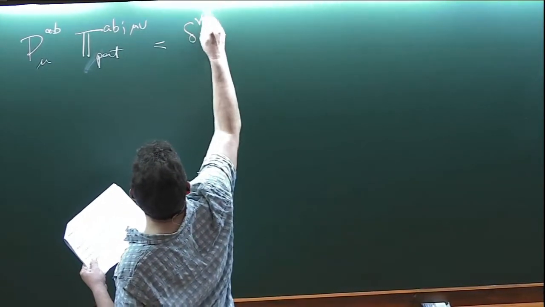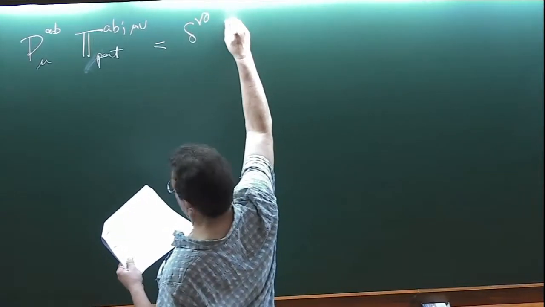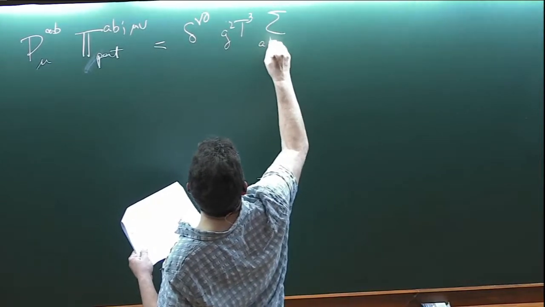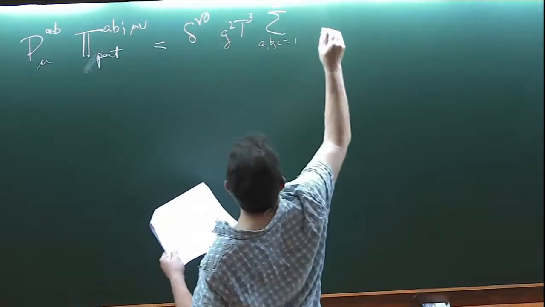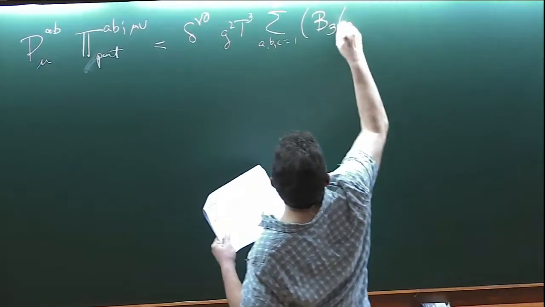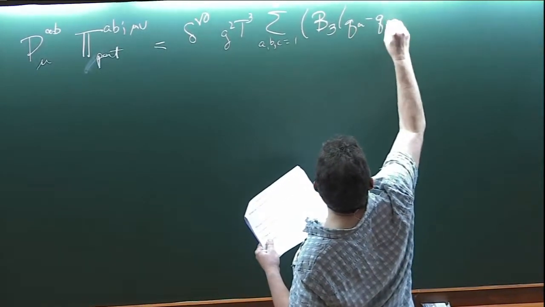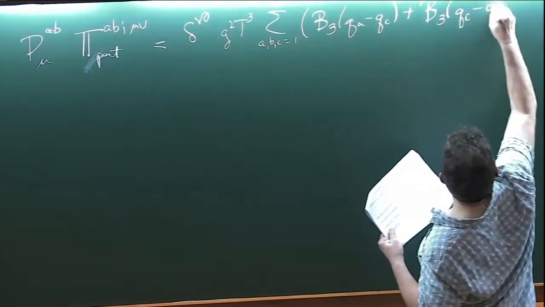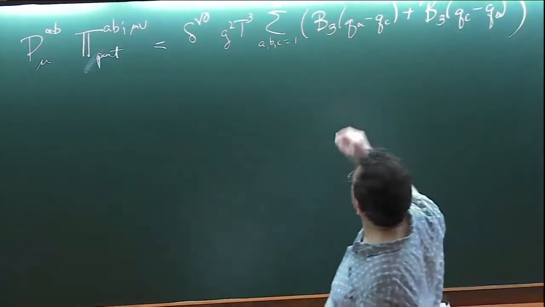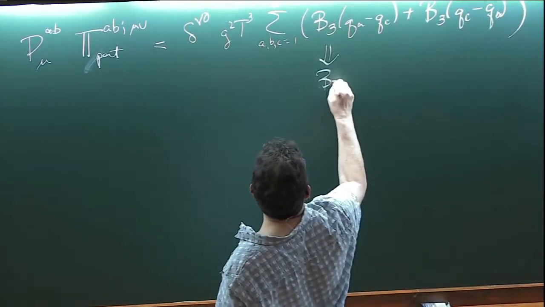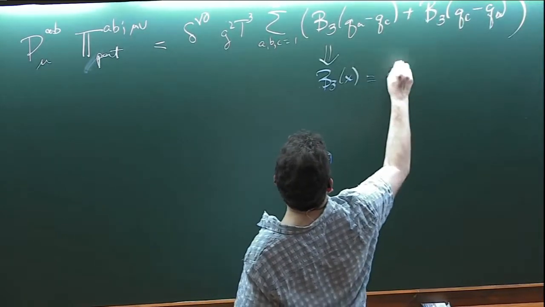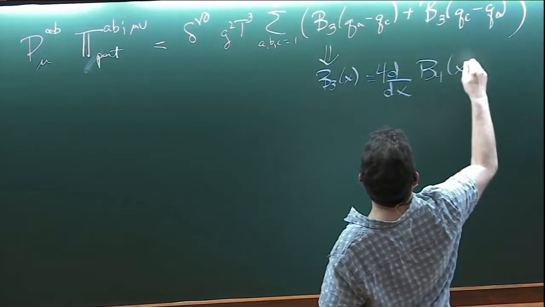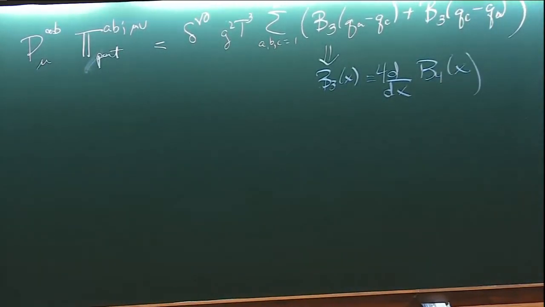It's proportional to delta, only for the time-like component. It's something that's g squared T cubed, but it's proportional to a product of B3s. And I won't write down the B3s. All you really need to know is that B3 of x is the derivative, actually 4 times, of B4. So it looks like some sort of funny tadpole term.